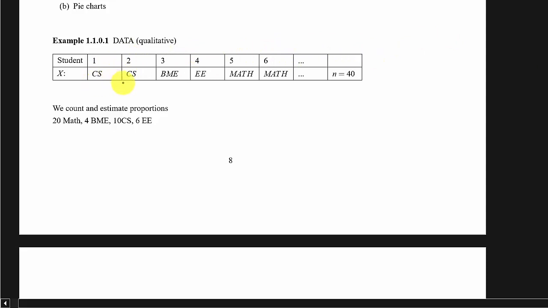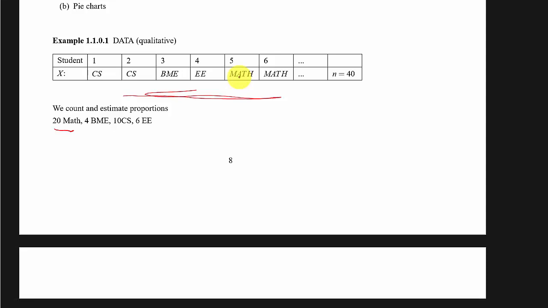And so I know all the data is not listed, but you notice it says that 20 of the students are taking math, 4 of the students BME, which I'm guessing is probably biomedical engineering, 10 of the students computer science, and 6 of the students are in electrical engineering. All right, so what we're going to do is take this data here and look at how we can represent it with pictures.